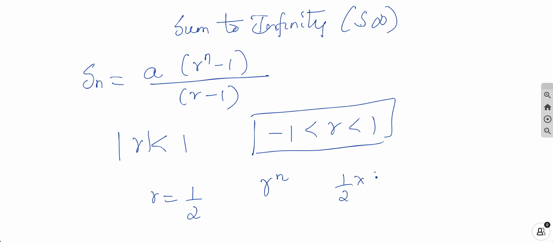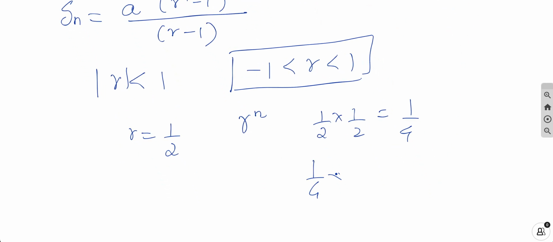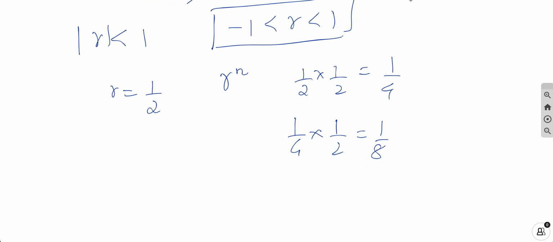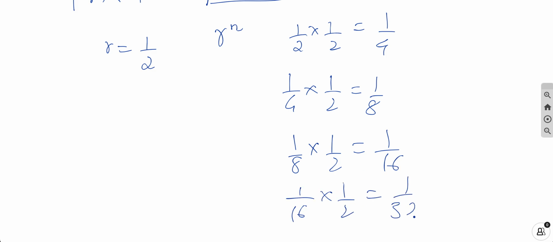So half times half is 1/4. 1/4 times half is 1/8. 1/8 times half is 1/16. 1/16 times half is 1/32. So the terms are becoming smaller and smaller.